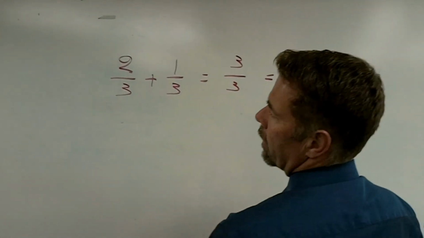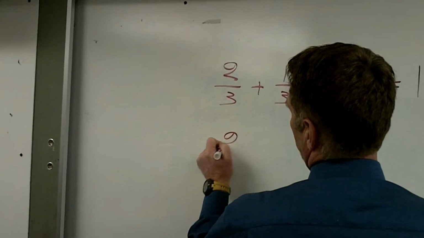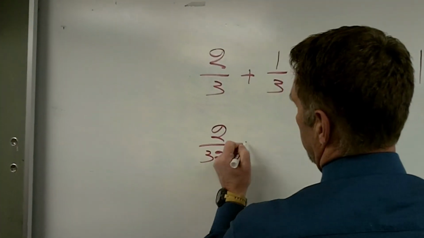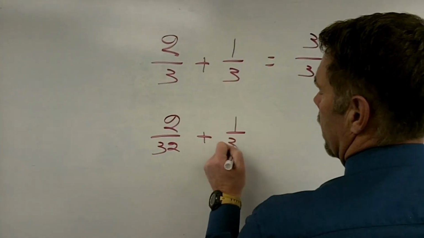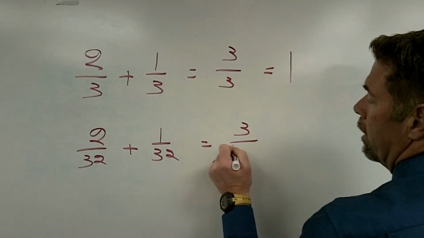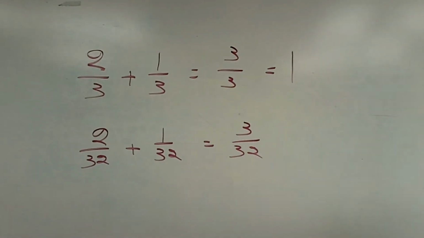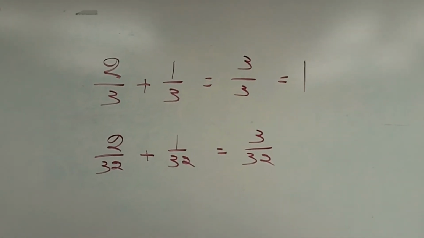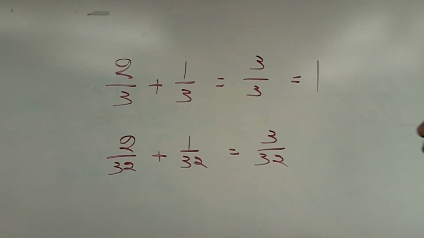Okay? Another example is 2/32 plus 1/32. 2 plus 1 is 3, 3/32. Let's do an example of some subtraction using the same numbers.